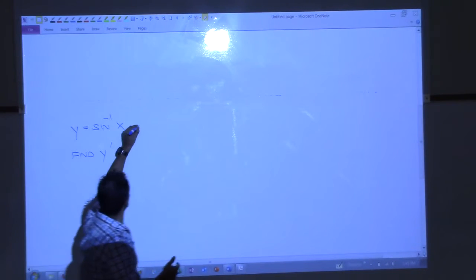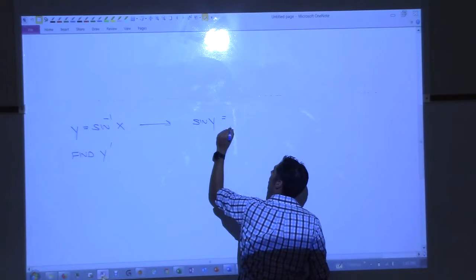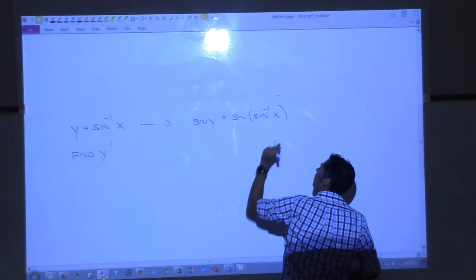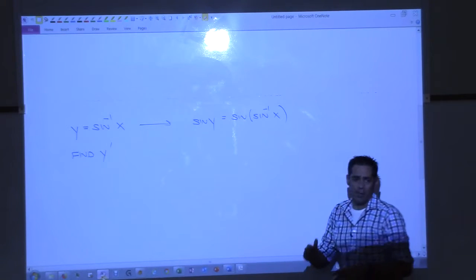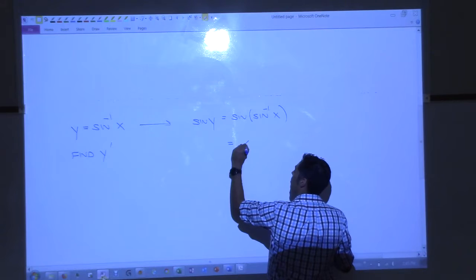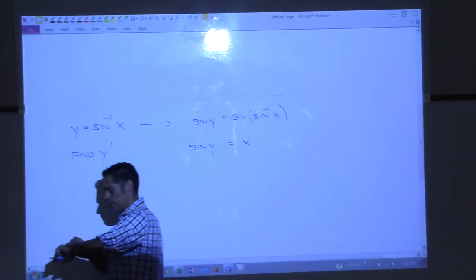So what I'm going to do is I'm going to take sine of both sides of this equation. And the reason I'm taking sine is because when I put sine together with its inverse, they wipe each other out, right? So long as you're within your domain restrictions, this works. So the right side of the equation becomes x. The left side of the equation becomes sine y, yeah?